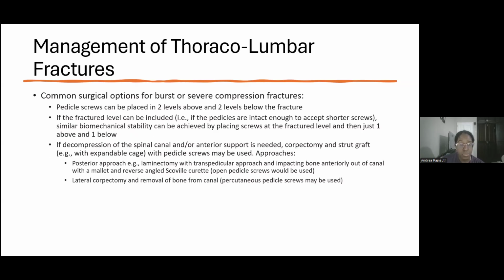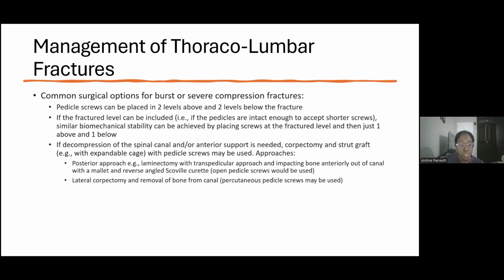Common surgical options for burst or severe compression fractures include pedicle screws placed 2 levels above and 2 levels below the fracture. If the fracture level can be included, meaning if the pedicles are intact enough, you can place screws at the fracture level and just 1 level above and 1 level below. If decompression of the spinal canal and or anterior support is needed, it's recommended you do a corpectomy and strut graft where pedicle screws may be used.